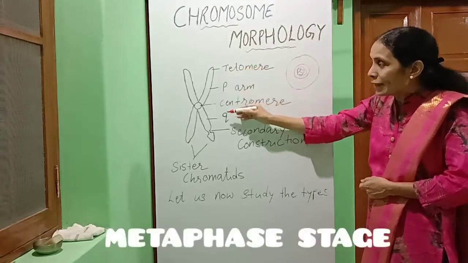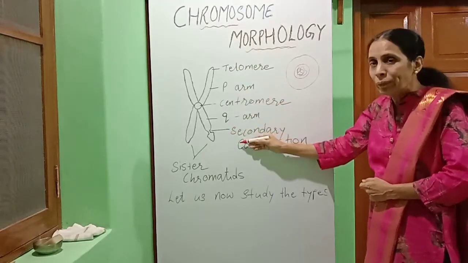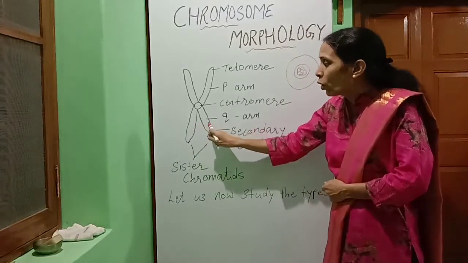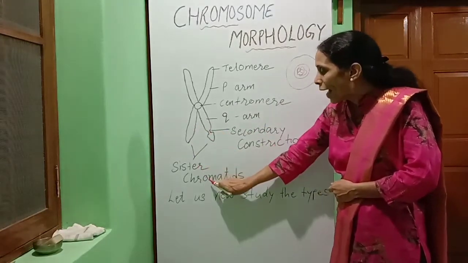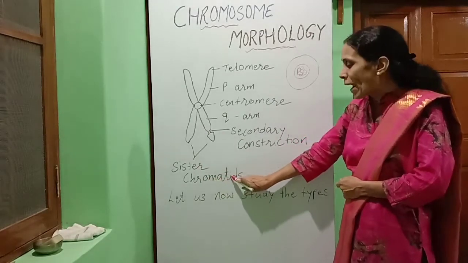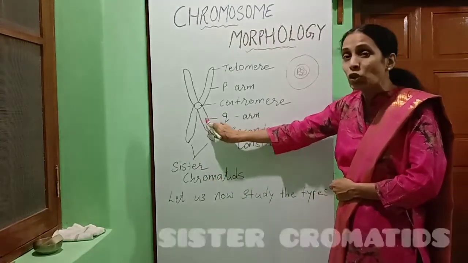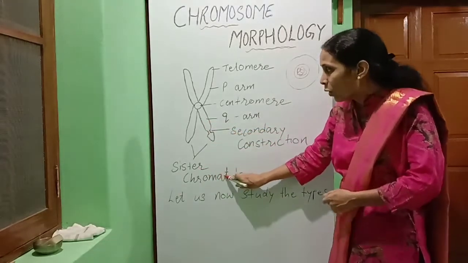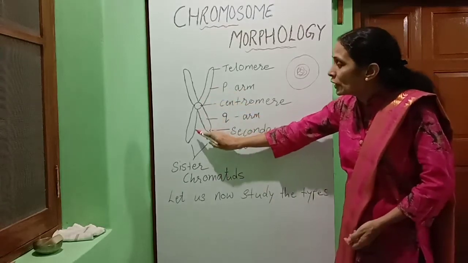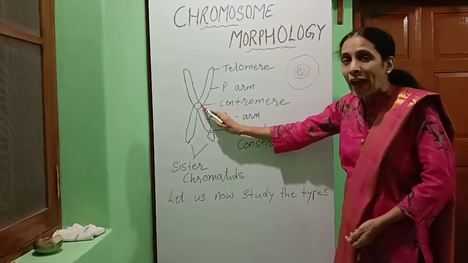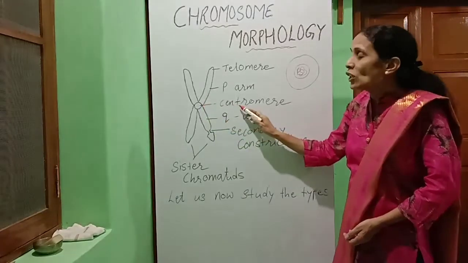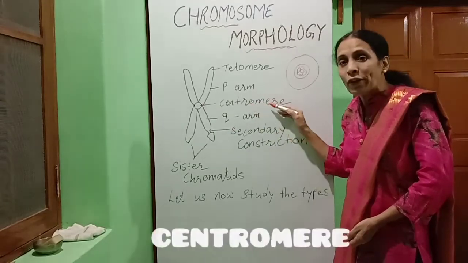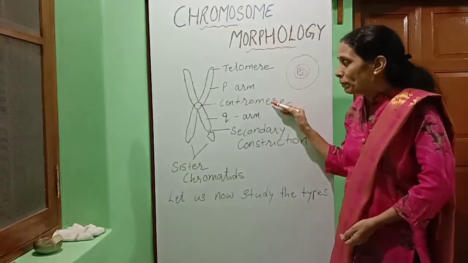You can look at this standard chromosome. Look here, it is made up of two chromatids which are called the sister chromatids. They are the chromatids of the same chromosome, hence called sister chromatids. The two sister chromatids are attached at a point here which is called the centromere, or the primary constriction.